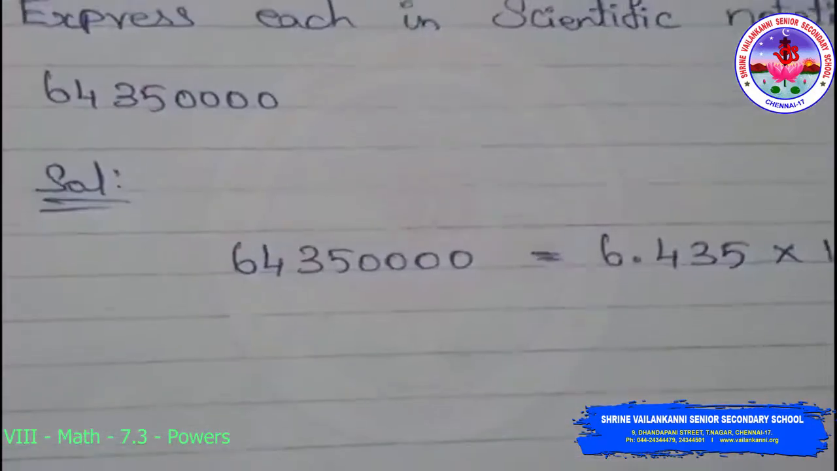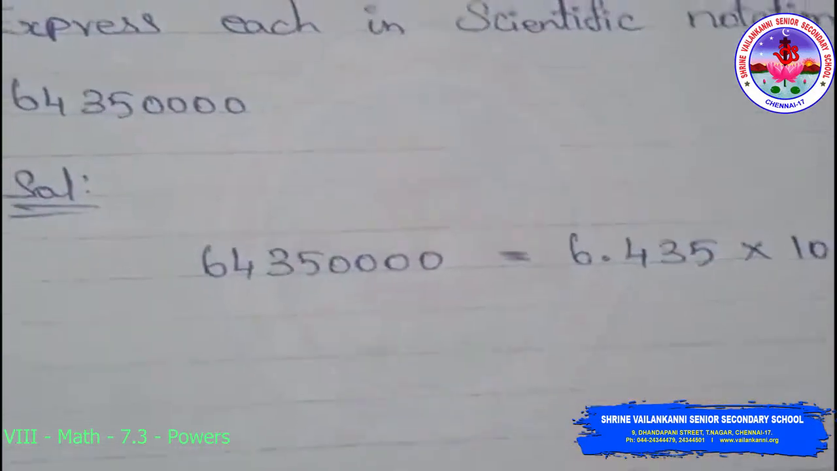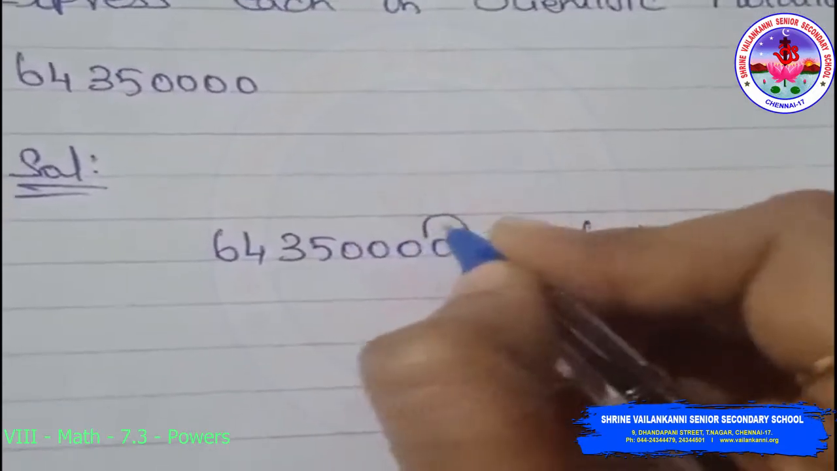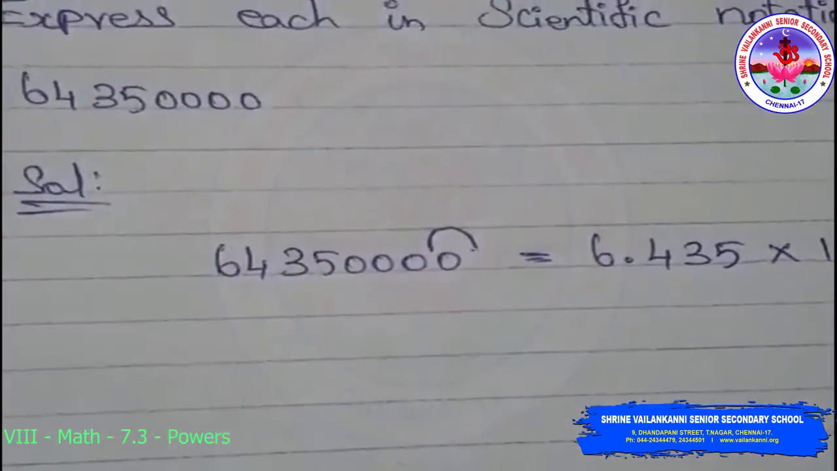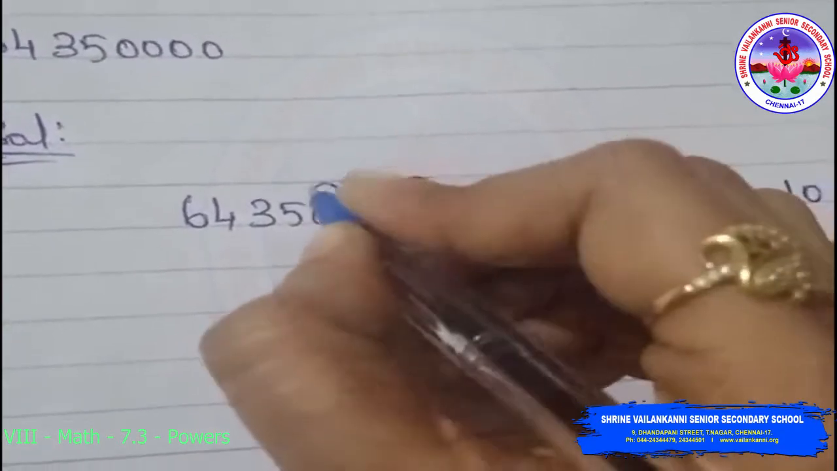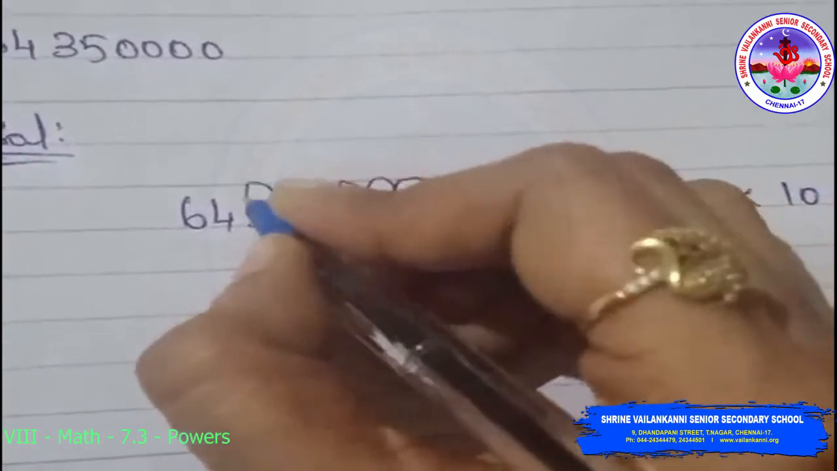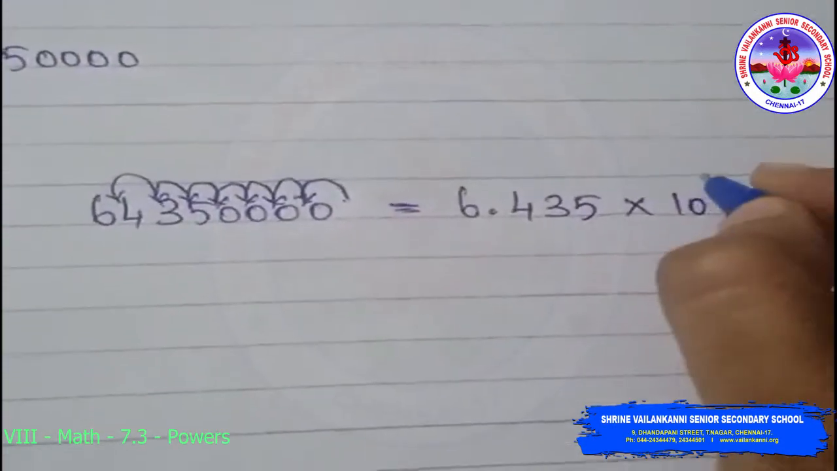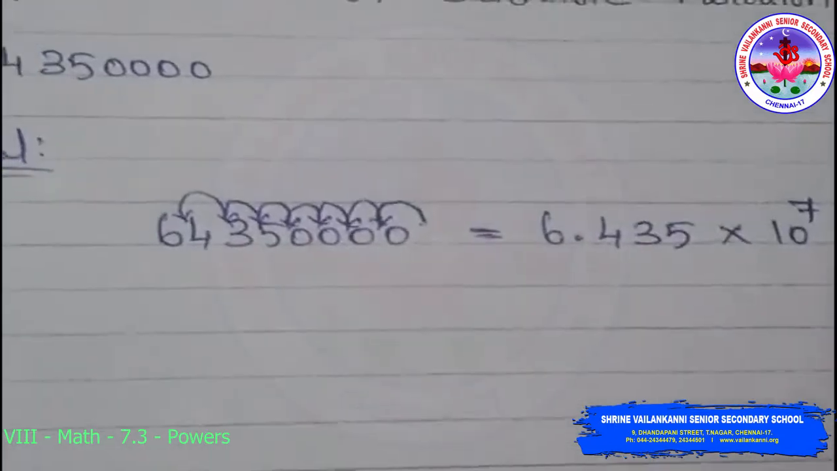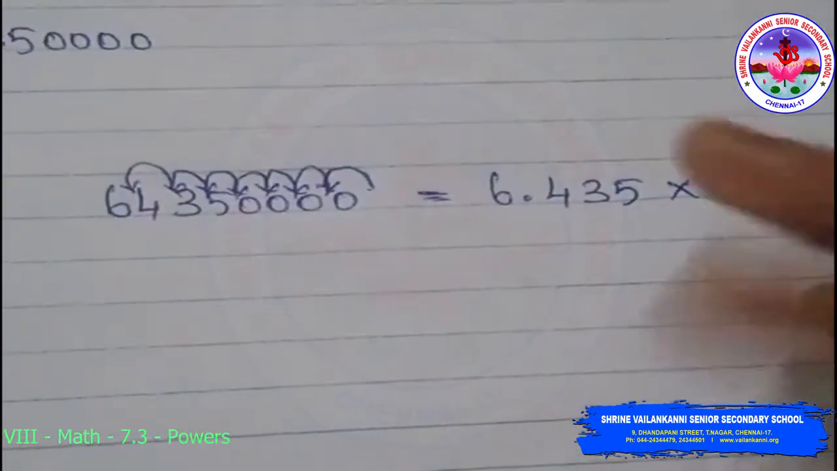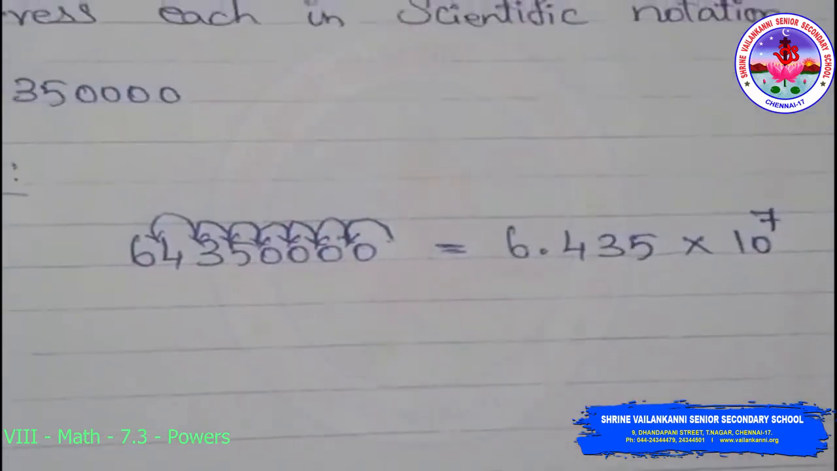Now you can find the exponent. Moving right to left here, the right to left means the exponent is positive. So 1, 2, 3, 4, 5, 6 and 7. So 10 to the power of positive 7. Moving right to left, the exponent is positive. Moving left to right, the exponent is negative.